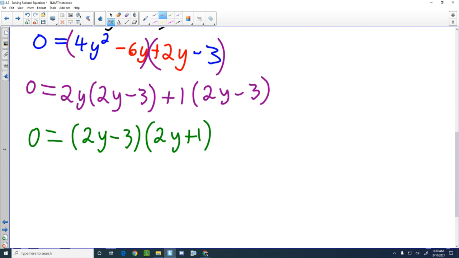From here, you just set each of those equal to 0 and solve for y. So that first factor, y is going to be 3 over 2. For the second factor, it's negative 1 over 2. So those are the 2 values that would make each of those a 0.